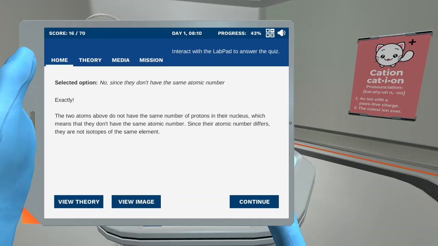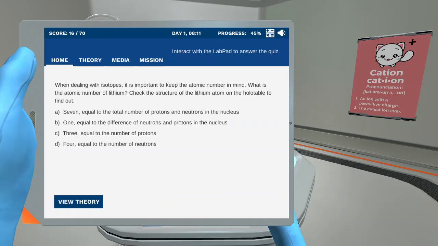Exactly. The two atoms above do not have the same number of protons in their nucleus, which means that they don't have the same atomic number. Since their atomic number differs, they are not isotopes of the same element. When dealing with isotopes, it is important to keep the atomic number in mind.